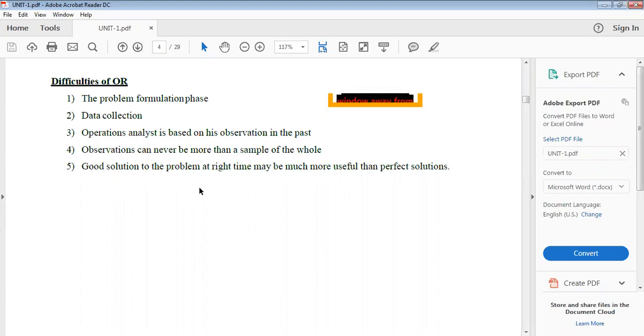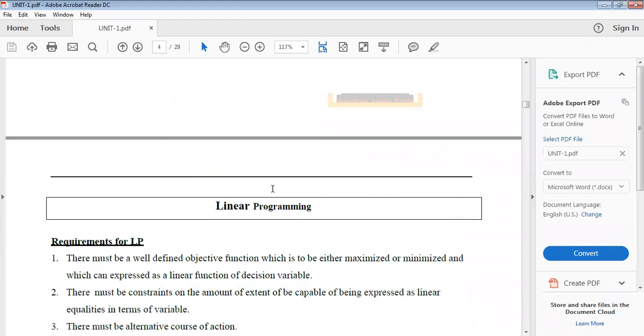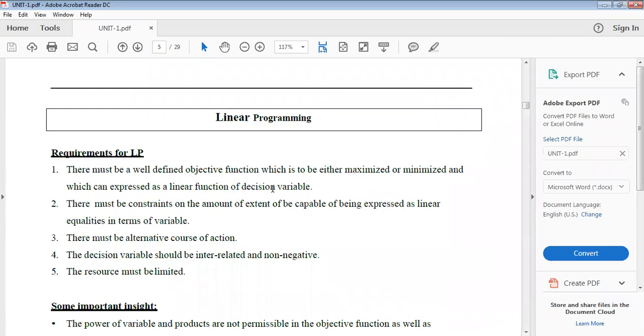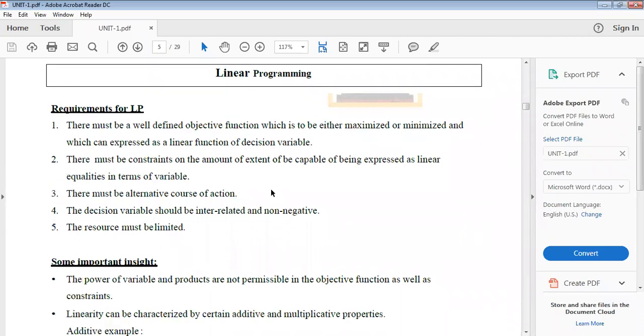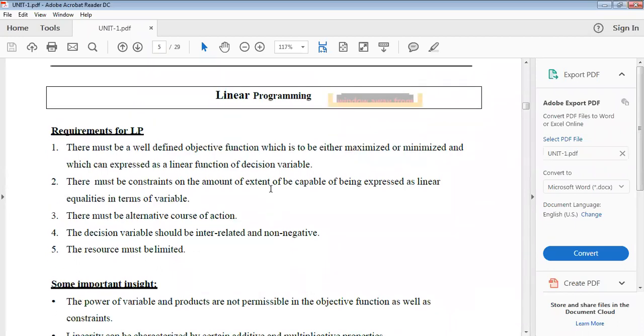A good solution to the problem at the right time may be much more useful than a perfect solution. If you are able to find a solution at the right time and implement it immediately, your losses will be reduced. Next, these are the linear programming problems, as we are going to call them. Requirements of linear programming.